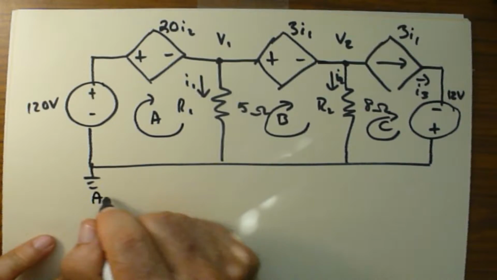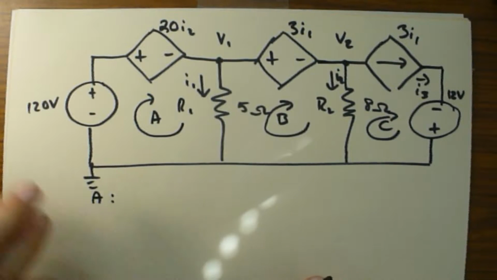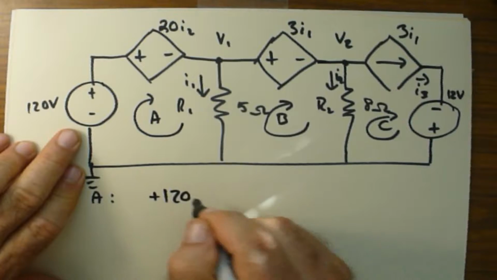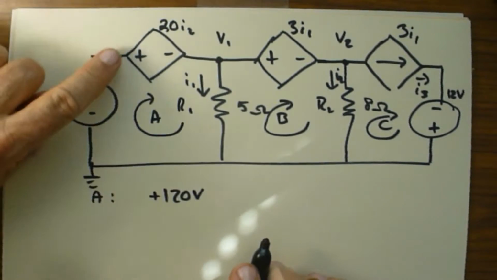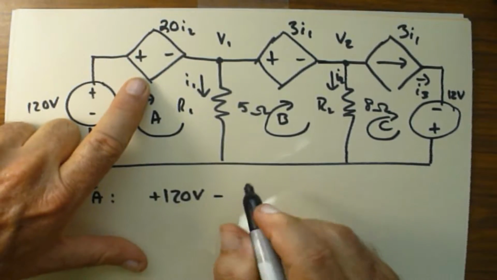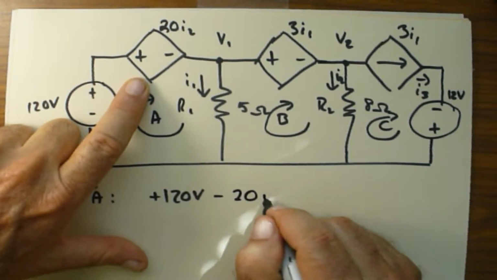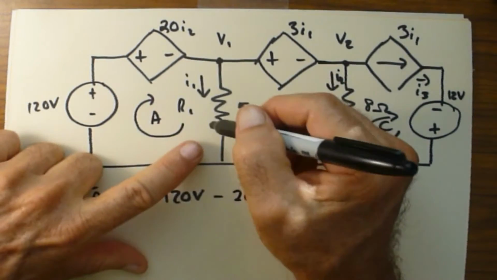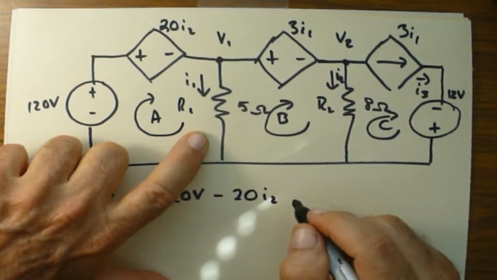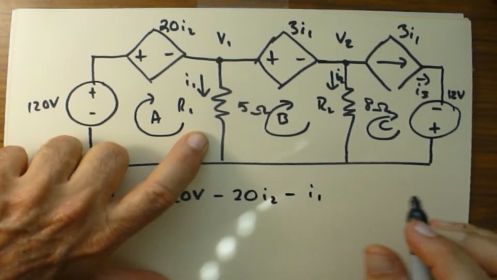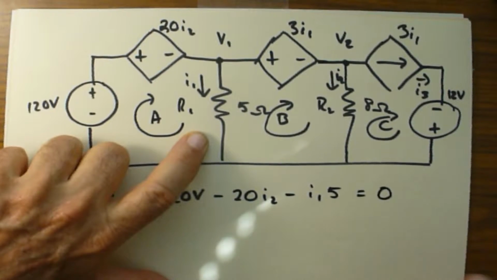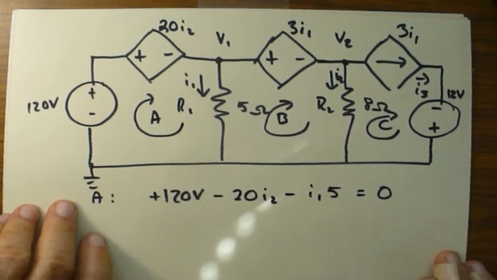So for loop A, let's do that one first. We have from minus to plus, that's going to be plus 120 volts. And then here we have from plus to minus, so it's going to be minus, that's a voltage source, 20 times I2. And then in this last part of the loop, we have minus I1 times 5 ohms. All of those add up to 0. Okay, so that's loop A.